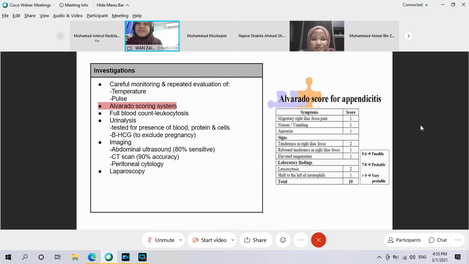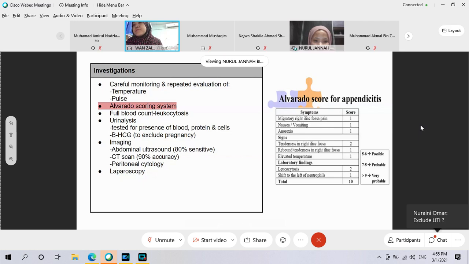Tahu ke tak tahu? Tak tahu. Ada siapa-siapa tahu? Nuraini jawab betul. Acute UTI.